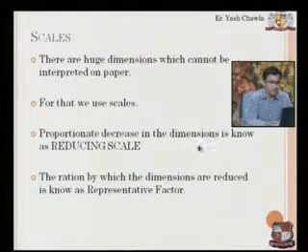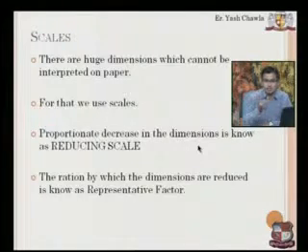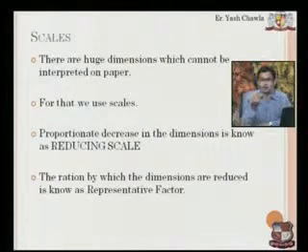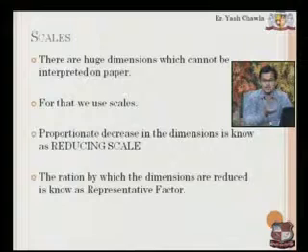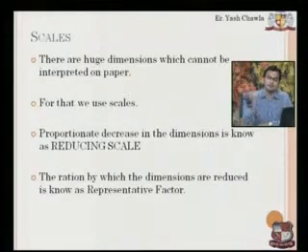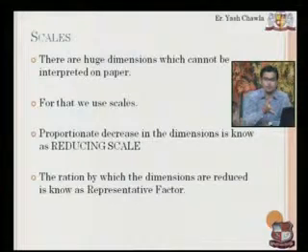So there are two types of scales basically. We have a reduction scale and we have an enlargement scale. For a reduction scale, as we discussed in the example, the earth can be summarized in 64 mm, because we have a scale of 1 mm equal to 100 kilometers.